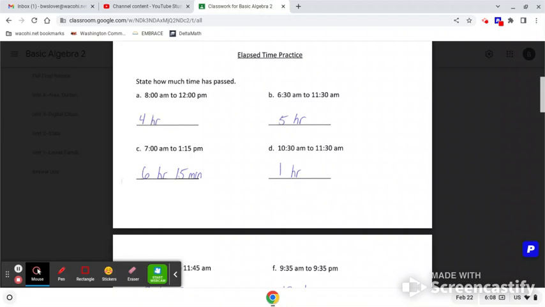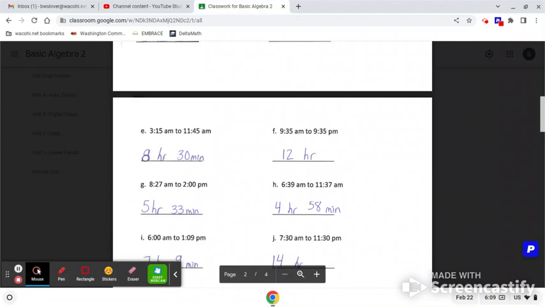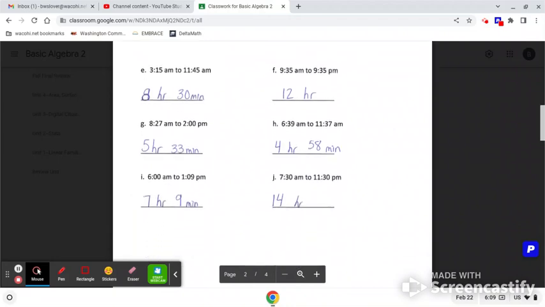So it's nice to just go up to that hour that you need and then figure out how many more minutes you need to get to that end goal. Yes, you can work backwards, but sometimes it can be a bit difficult.